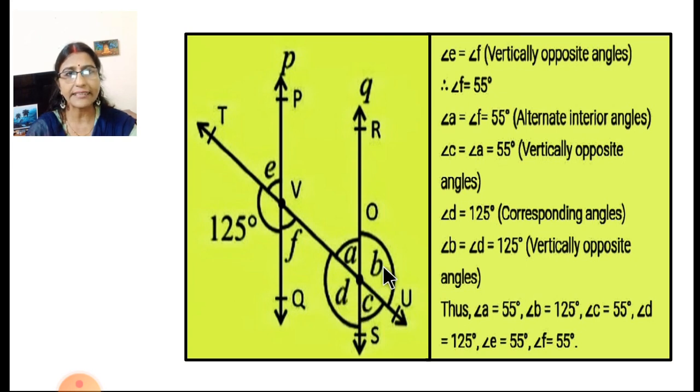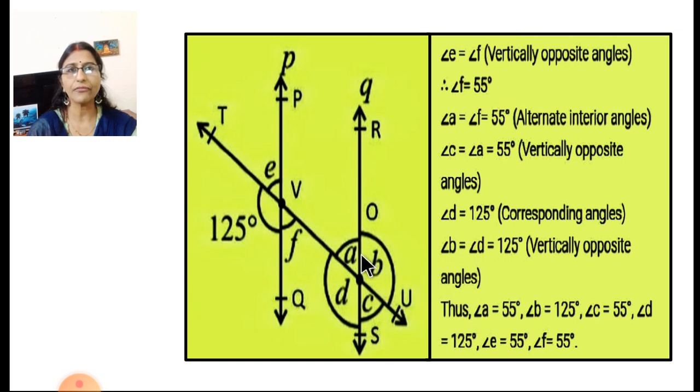Now this angle and this angle, you see, they are just opposite to each other and they are vertically opposite. These two angles are corresponding, this is 125, and these two are vertically opposite to each other. So they are 125. Now this is 125 degree, this also will be 125 degree. So this way we have come to know all the angles.